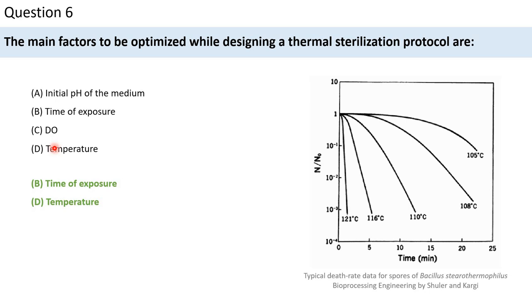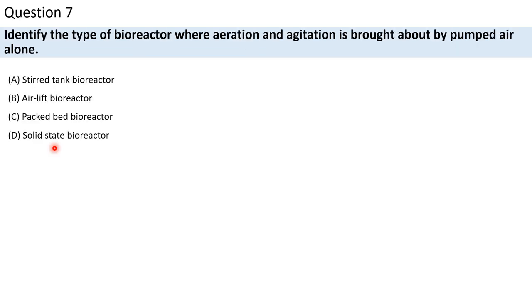And the DO, when we are talking about any fermentation process, is very important. If your cells are aerobic, or even facultative anaerobes, based on that the DO will be very important. But as we are going to sterilize the media, which means we are going to kill the cells, the dissolved oxygen concentration doesn't matter at all.